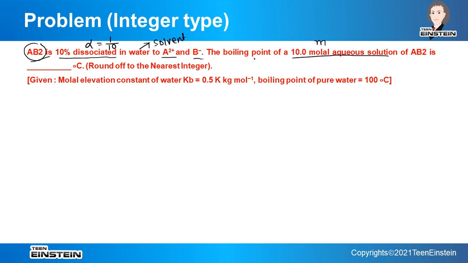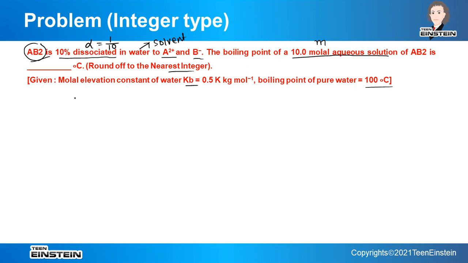So there is a fill in the blank. We have to basically find out what the boiling point is, rounding the value to the nearest integer. The Kb value for water is given, and the boiling point of water is 100 degrees centigrade. Even if it is not given, it is fine.